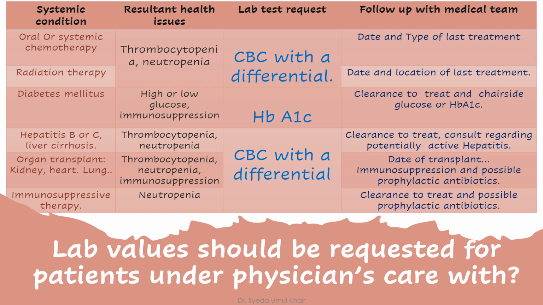Other systemic conditions include people who are undergoing chemotherapy, radiotherapy, or patients who have hepatitis B, hepatitis C, liver cirrhosis, patients with organ transplants, and patients who are on immunosuppression therapy. These patients might have concerns during the treatment or post-operatively as they may develop thrombocytopenia and neutropenia. So, a complete blood count with a differential must be requested and follow-up with the physician must be done.